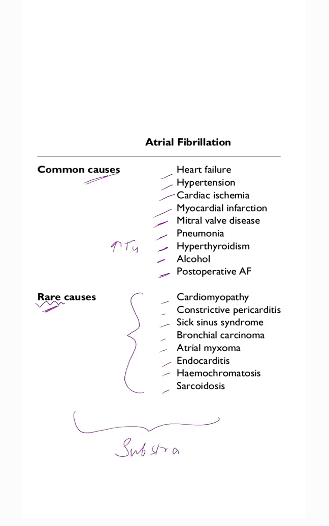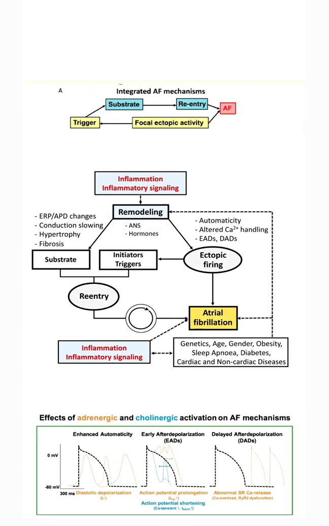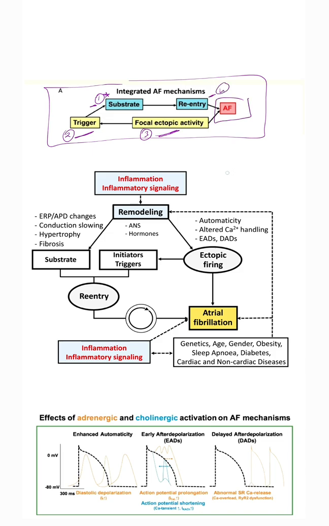Here are shown the integrated atrial fibrillation mechanisms, how atrial fibrillation actually occurs. We mainly focus on four aspects. This includes the substrate, the causes of which I just mentioned, triggers or initiators, focal ectopic activity, and re-entry. Here is a great flowchart showing how all these aspects get integrated and initiate atrial fibrillation.